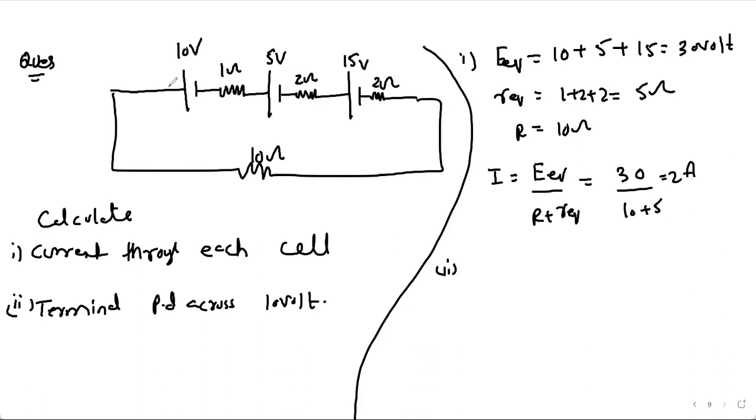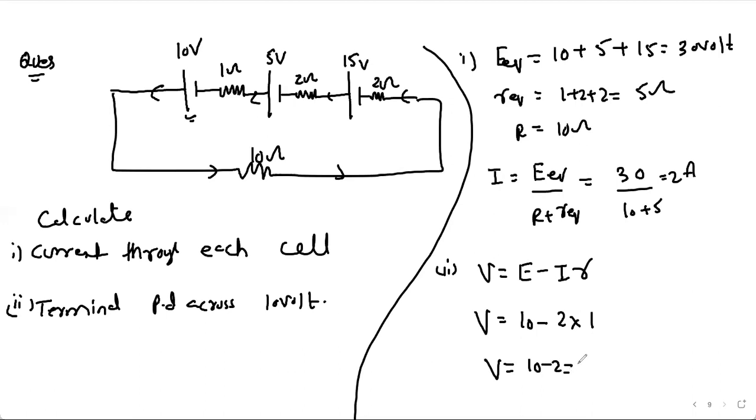Second part. And this is the direction of current in the circuit. This is how the current is flowing. So the first cell is discharging. For the cell which discharges, you can calculate the terminal potential difference as E minus Ir. EMF of the cell is 10. Current is 2 ampere. Internal resistance is 1 ohm. So your terminal potential difference is 10 minus 2. It comes out to be 8. Is it clear?